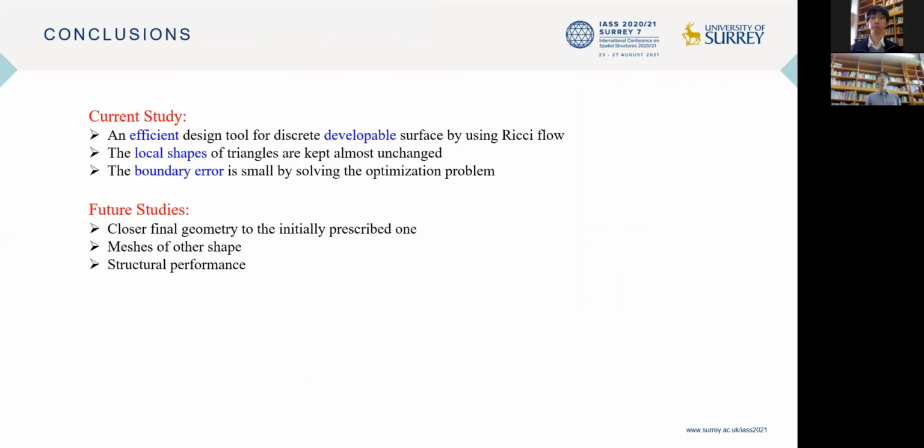To sum up the current study, we have presented an efficient tool for design of discrete developable surfaces by using Ricci flow. There is one problem in the current study: the final geometry is a little bit far from the initially prescribed one, and we would like to solve this problem in future studies. That's all of my presentation.